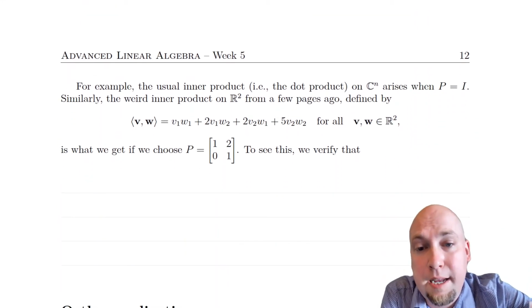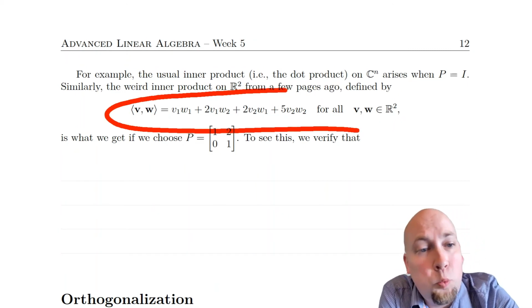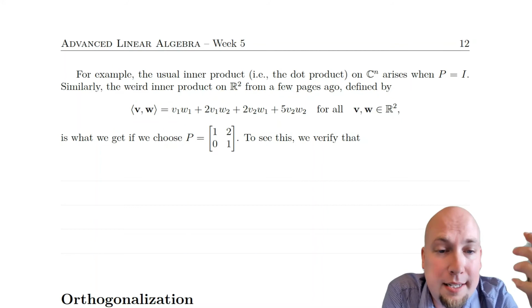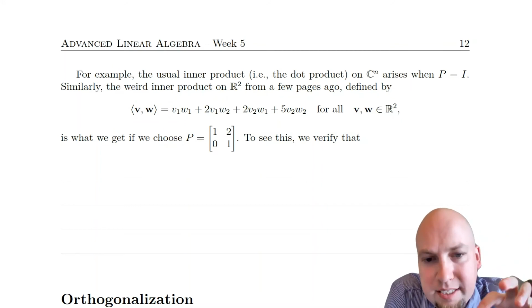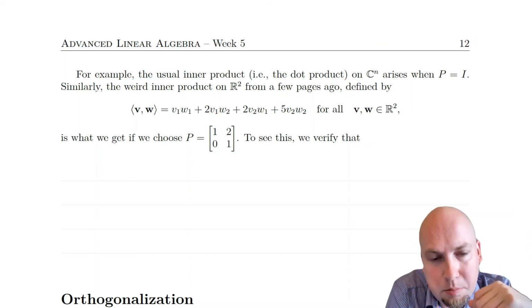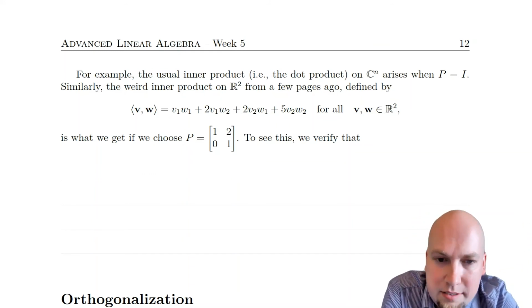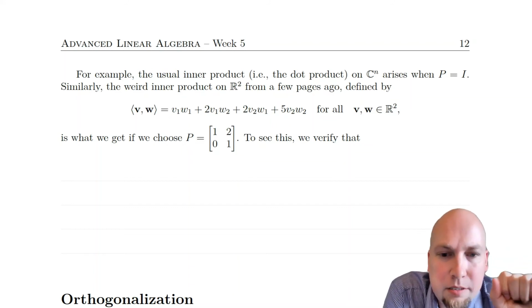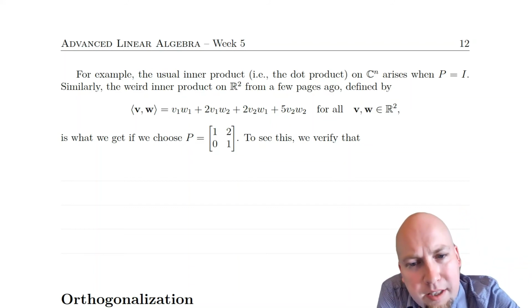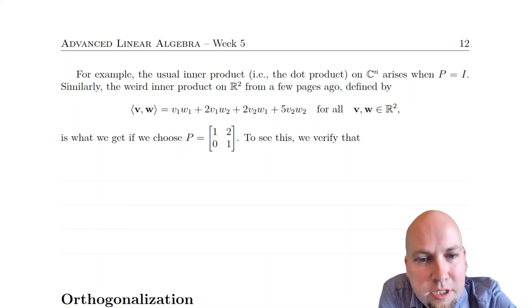So let's go through an example here. Back in lecture 17, we were introduced to this weird inner product, and we showed that it really was an inner product. All right, well, now let's convince ourselves that actually it has this form that we've been talking about, and thus, yeah, it is an inner product. So I'm going to just sort of tell you the answer. We'll see how we get this answer a little bit later in the course. But the answer is, this is the matrix P that we should choose. Okay, we should choose P to be the matrix 1, 2, 0, 1.